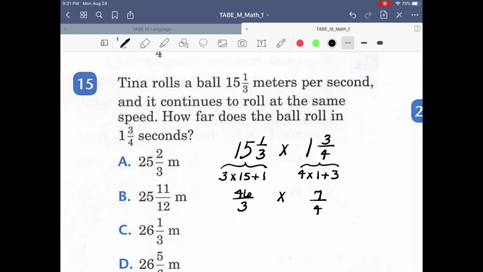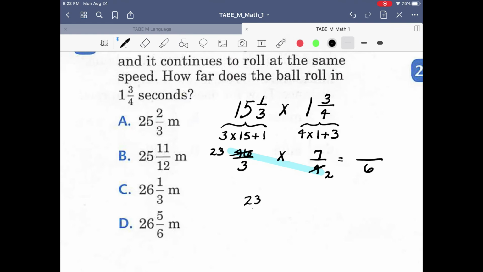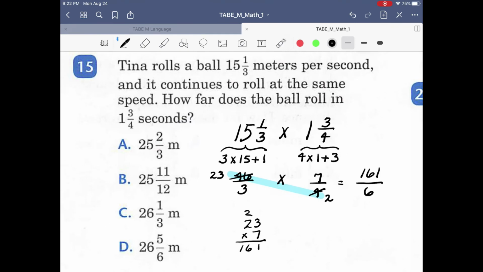And we can do a little bit of simplifying right there. We do it by 2. So 2 into 46 is 23. 2 into 4 is 2. So that's going to leave me with a 6 on the bottom. And let me do the 23 times 7 for you. It's 161 over 6. And something about that doesn't look right. Give me just a minute here. Have I done something wrong?